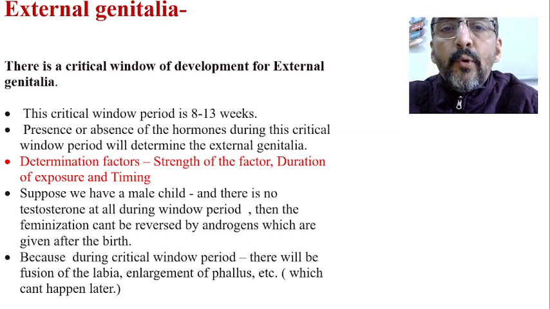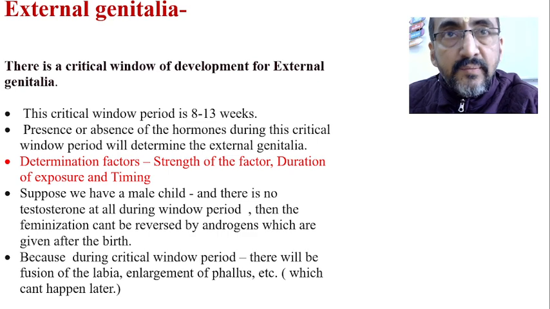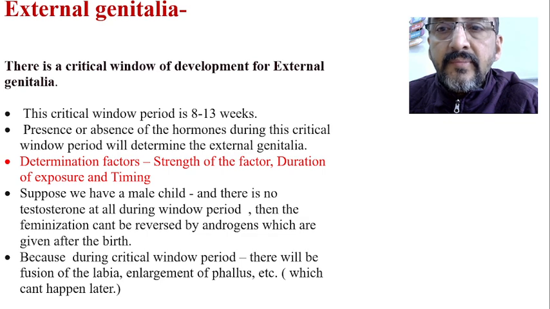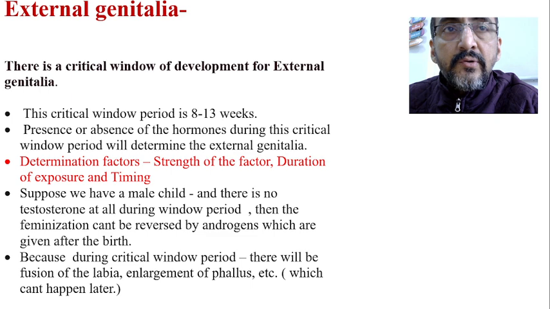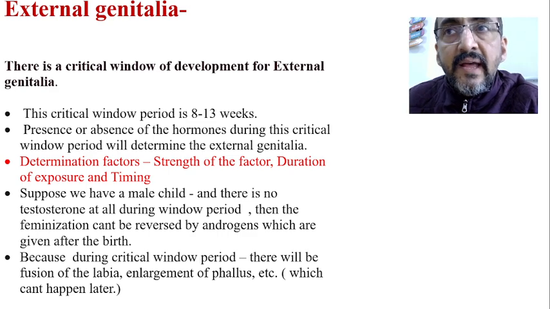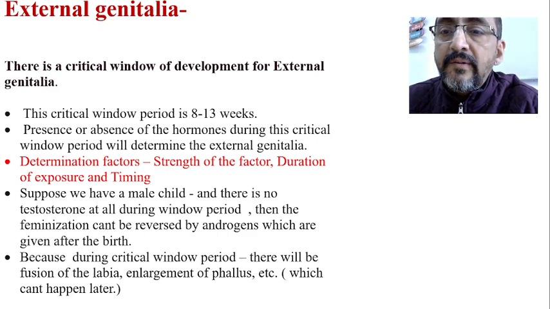The new point we got, what is that? Not only are these hormones responsible for the formation of the external genitalia, but during this particular window period, 8 to 13 weeks, the hormones, testosterone or dihydrotestosterone, should be there in the given ratio. If it is less, then it is a problem. If it is more, then it is also a problem, especially during this critical window period.